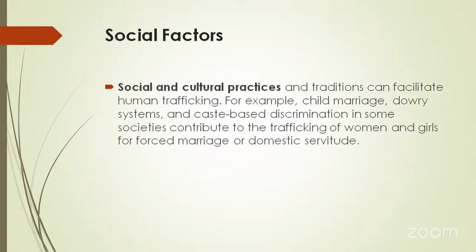Social and cultural practices, tradition can facilitate child marriage, dowry system, caste-based discrimination. These are vulnerabilities, and there are criminal networks around which look at which individuals are vulnerable. Internet has created a whole new problem. We shall see how.